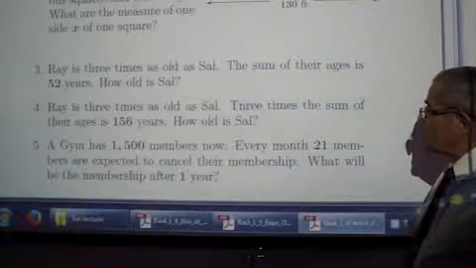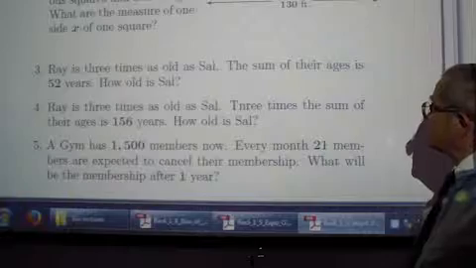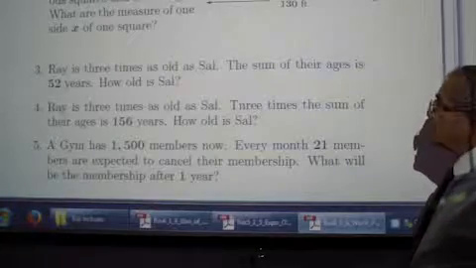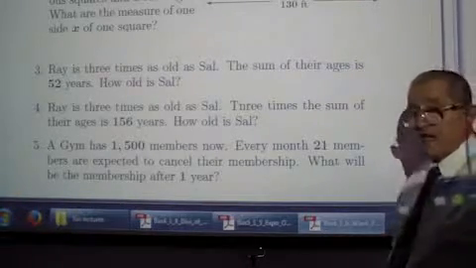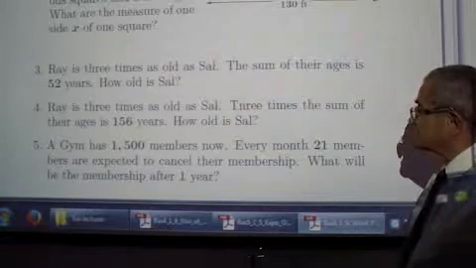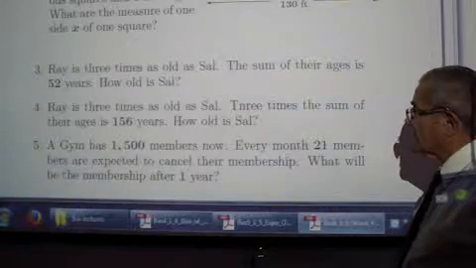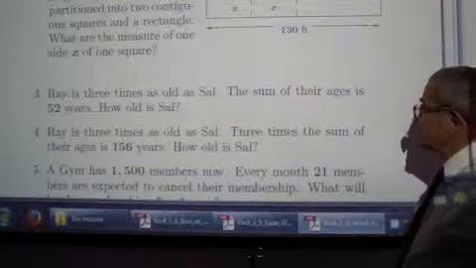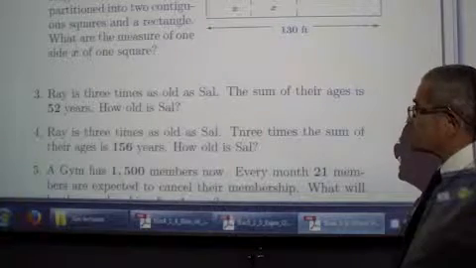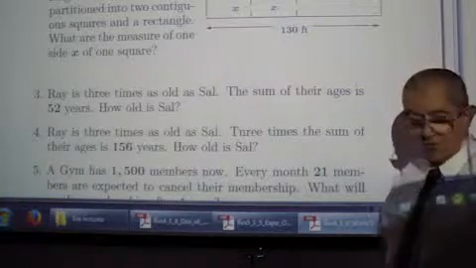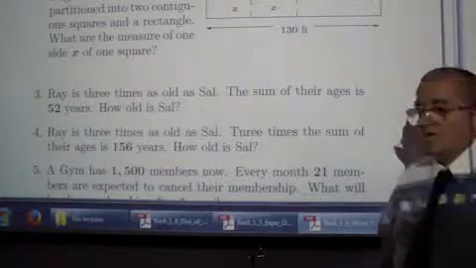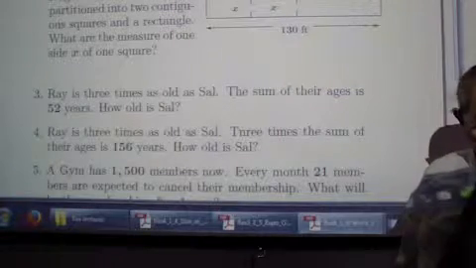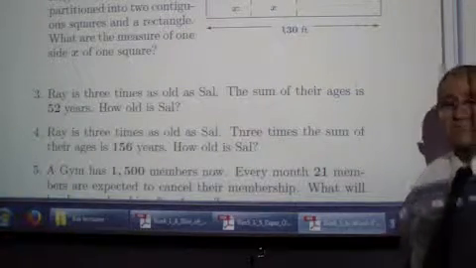Ray is 3 times as old as Sal. That should be a 3, that's an H. 3 times the sum of their ages is 156. How old is Sal? So Ray is 3 times as old as Sal, and 3 times the sum of their ages is 156. How old is Sal? Would you like to take a couple of minutes to try and figure that out? I'll give you about 2 minutes.